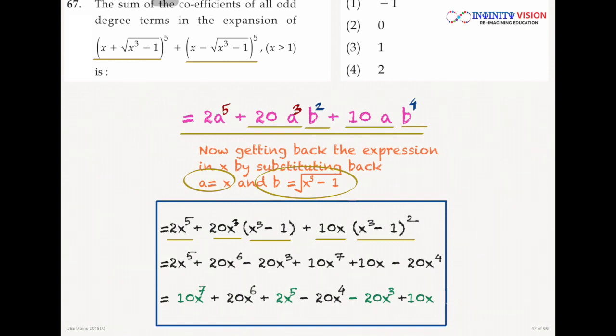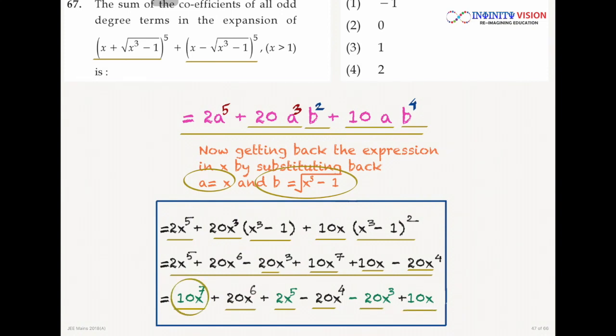Now rearranging it and expanding it, we'll be getting 2x to the power 5, 20x to the power 6 minus 20x cube plus 10x to the power 7 plus 10x minus 20x to the power 4. So rearranging it in a descending order, we'll be getting 10x to the power 7, 20x to the power 6, 2x to the power 5, minus 20x to the power 4, minus 20x cube plus 10x.